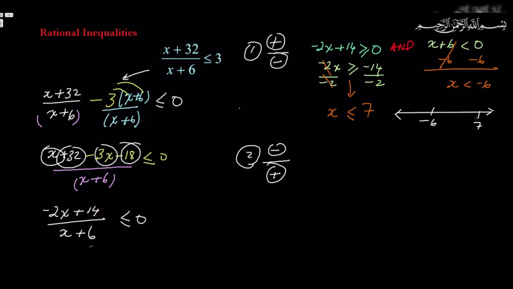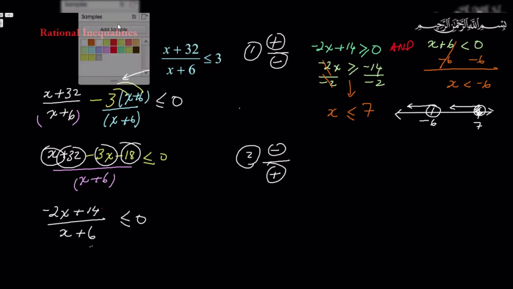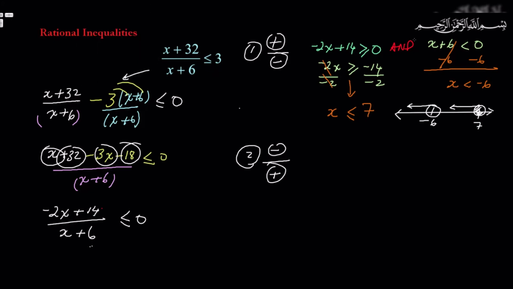So now I'm just putting the numbers that I need over here, because I need a visual representation. When x is less than or equal to 7, that's a closed circle, and everything over here. And x is less than negative 6, that's the open circle, and that's going to go over here like this. Now this is an AND statement, so both of these have to be satisfied for the solution of these two together.